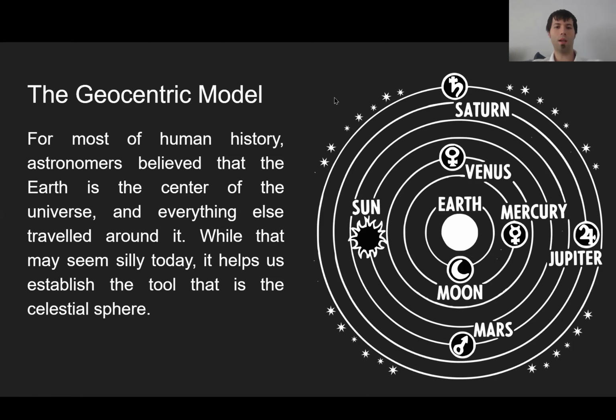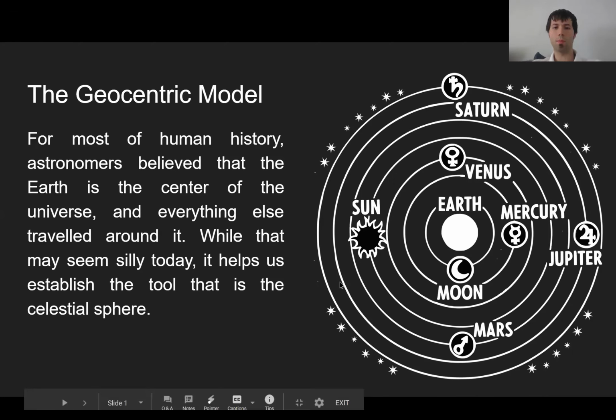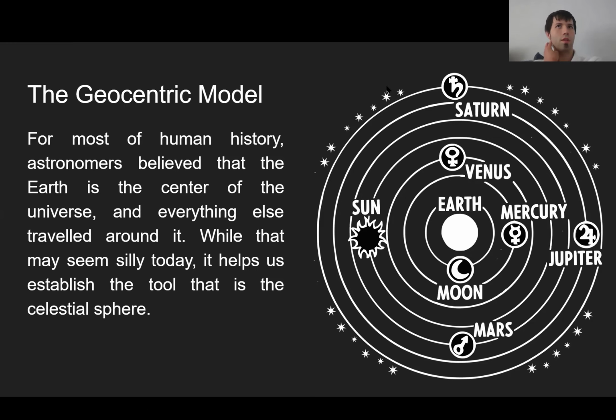We know that this is not right now, but this did help us develop something called the celestial sphere. The celestial sphere was always a part of the geocentric model, but astronomers still use the celestial sphere to help predict the motion of the stars.